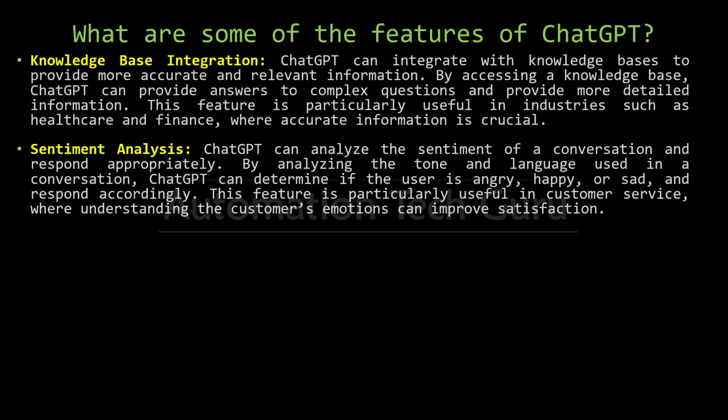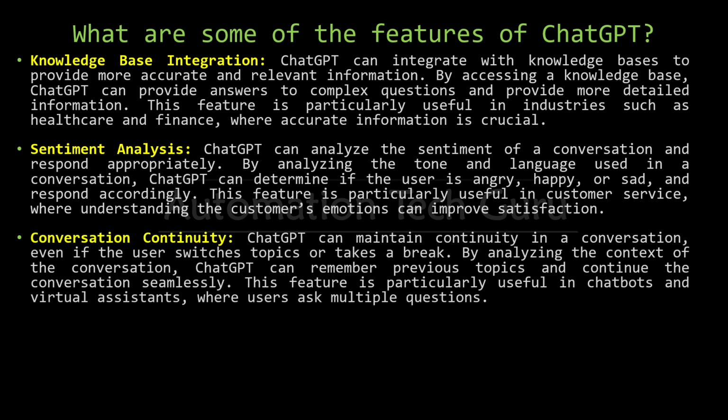Sentiment analysis. ChatGPT can analyze the sentiment of the conversation and respond appropriately by analyzing the tone and language used in a conversation. ChatGPT can determine if the user is angry, happy, or sad, and respond accordingly. This feature is particularly useful in customer service, where understanding the customer's emotions can improve satisfaction.